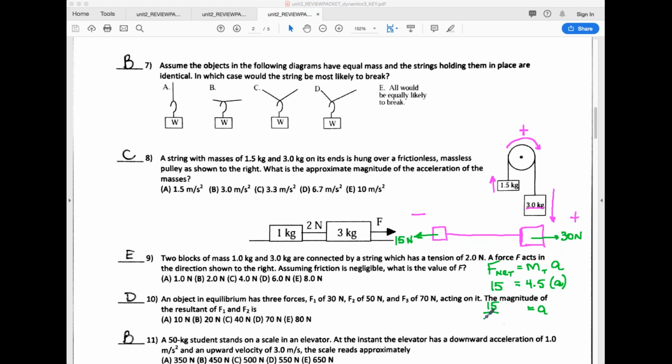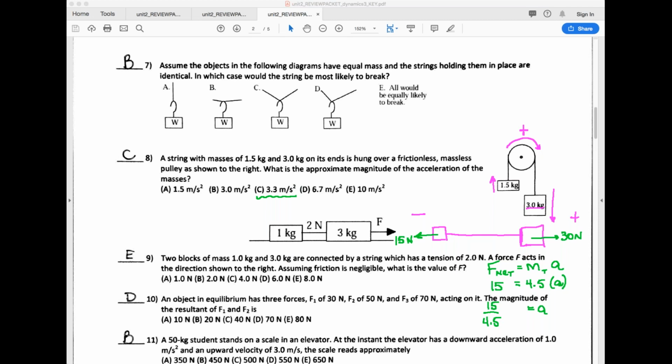And so now I have enough information to solve for the acceleration of the system. It's going to be 15 over 4.5, which gives us something just over 3, right? If this was 5, then it'd be 3. So that's where answer C comes from in question number 8. Nina, make sure that I've answered your question.